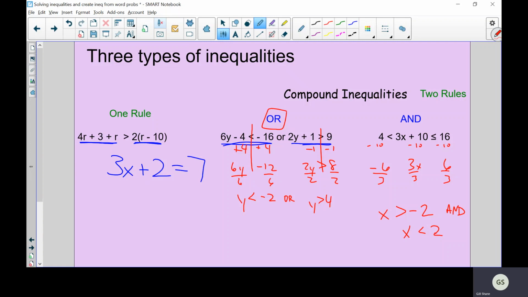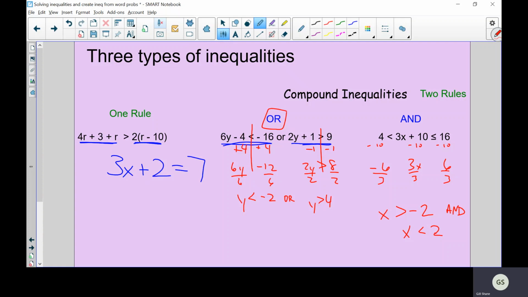Give me a number that works. Somebody said 0. Is 0 greater than negative 2? Yes. Is 0 less than 2? Yes. There it is, 0 is less. So 0 works. 0 is a solution.